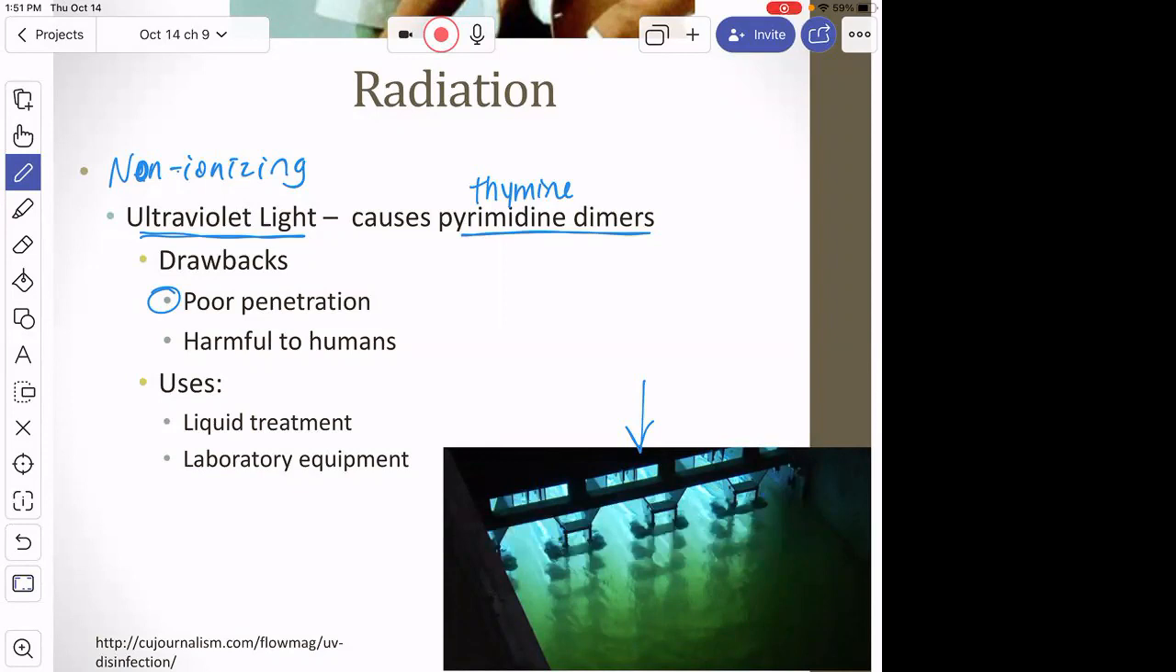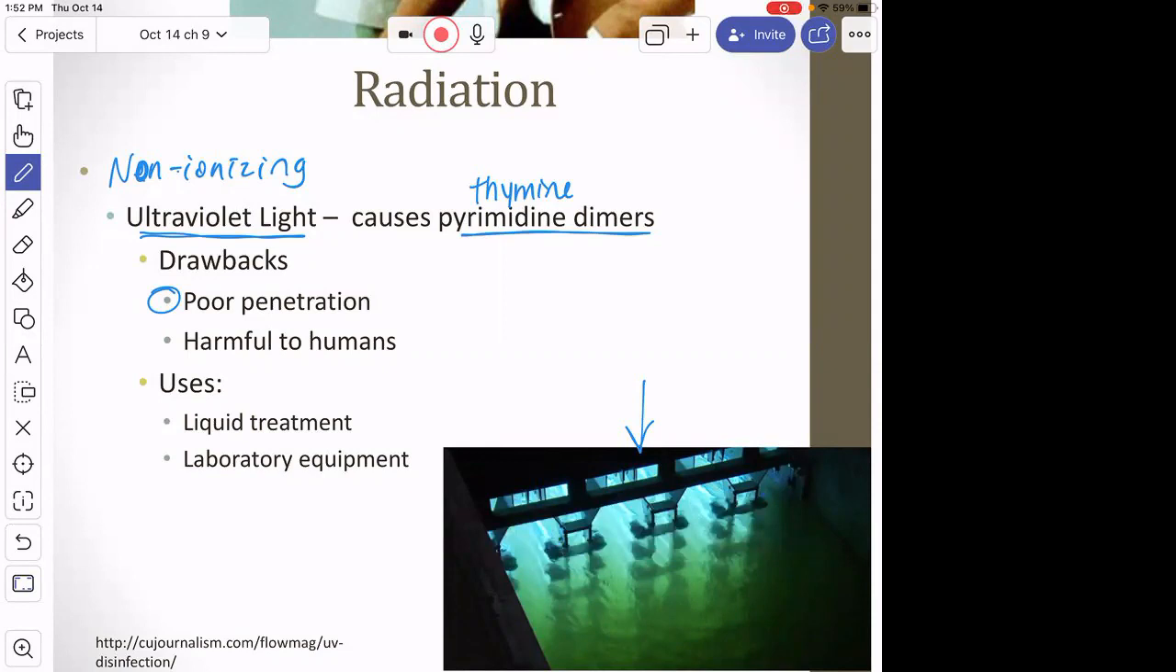So that's one application. Those lamps are right down in the water pipes, so you have to control the flow very carefully, but it actually does a pretty good job as that final stage in water treatment, or sewage treatment, before it's released back out into the environment.